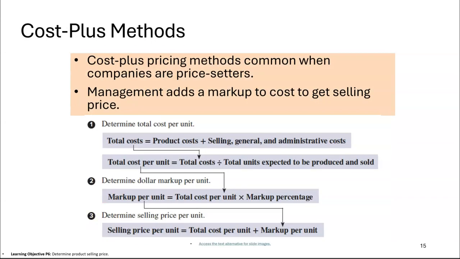So what about cost plus methods? What we're going to do is take the total product cost, including all costs, and determine it on a per unit basis. Then we're going to take it times the markup, and then that will tell us the selling price. So let's work through a problem.